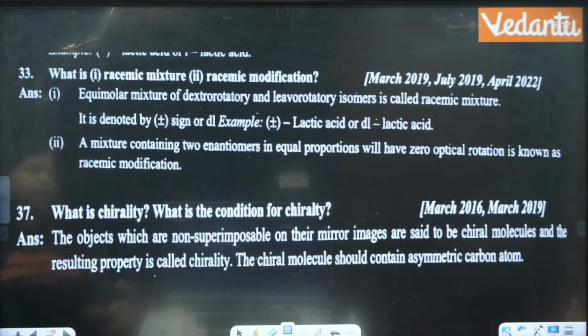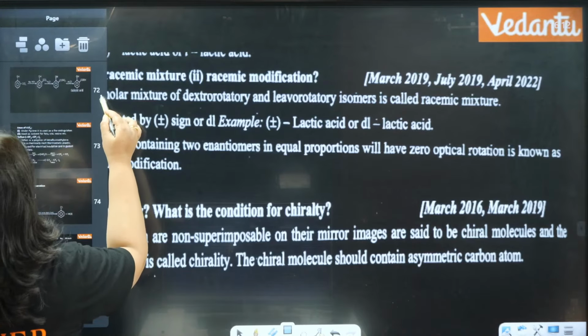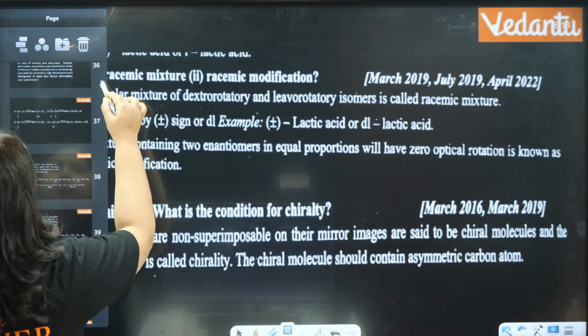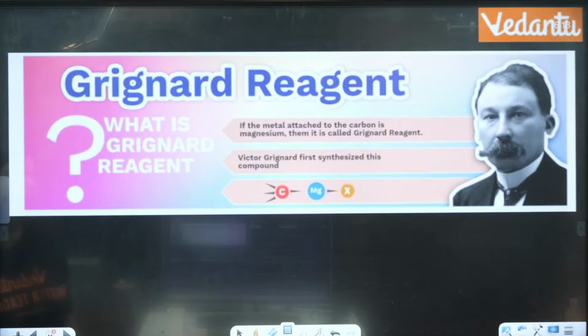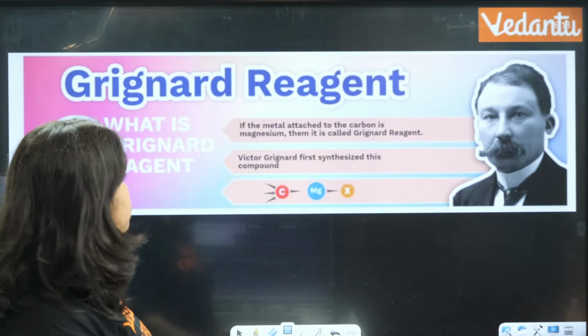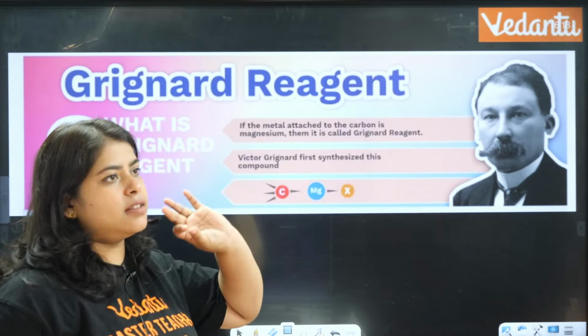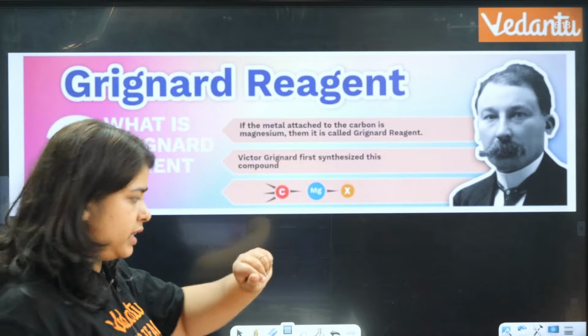So before going to the next question, I just want you people to know about the Grignard's reagent, okay, because this will also play a very important role. What is actually the Grignard reagent? Very easy to remember. Victor Grignard was the first to synthesize this compound, okay. He was the person who introduced the Grignard reagent.